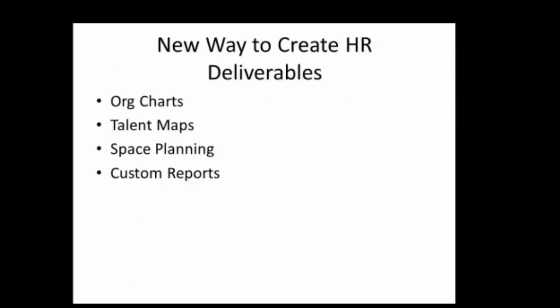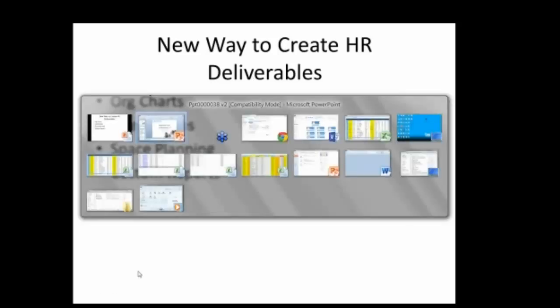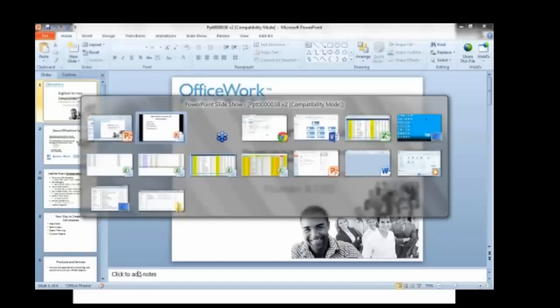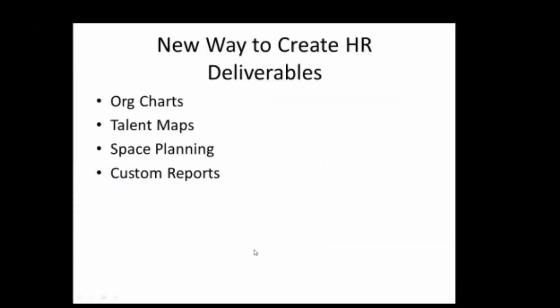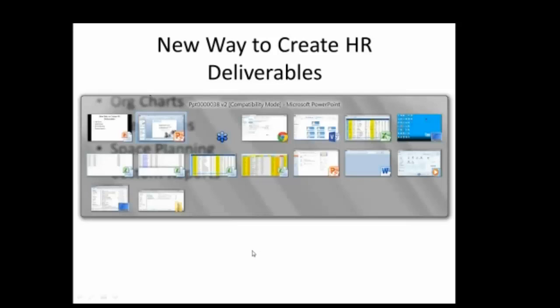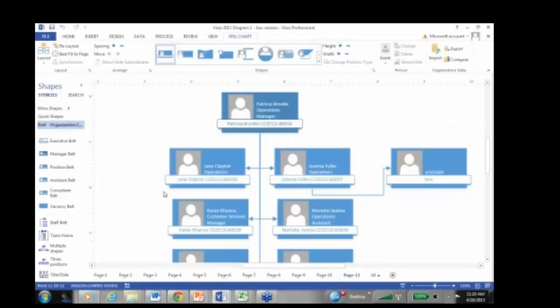So 4 things I'm going to cover today. A new way to create your HR deliverables, okay? And some of the things I'm going to cover would be organization charts, talent maps, space planning, and custom reports. And we'll go through these. First of all, let's start with perhaps what is one of the easier ones here, which is going to be the organization chart. So here's what we're looking at in terms of the Visio inbox product.